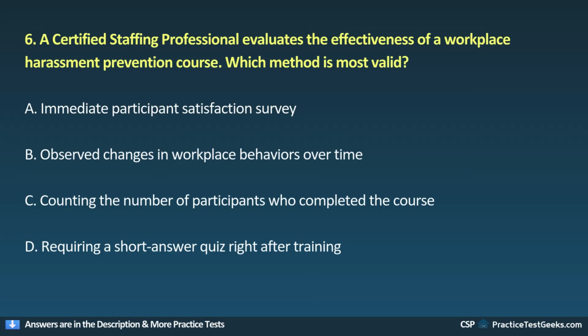6. A certified staffing professional evaluates the effectiveness of a workplace harassment prevention course. Which method is most valid? A. Immediate participant satisfaction survey. B. Observed changes in workplace behaviors over time. C. Counting the number of participants who completed the course. D. Requiring a short answer quiz right after training.